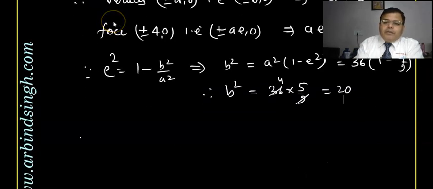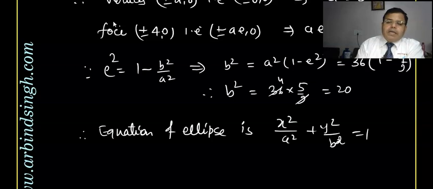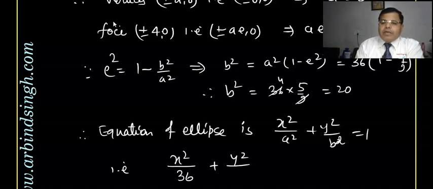Now, therefore, equation of ellipse is x square by a square plus y square by b square is equal to 1. That is x square by a square, a square is 36, y square by b square, b square is 20, is equal to 1. That will be the answer.